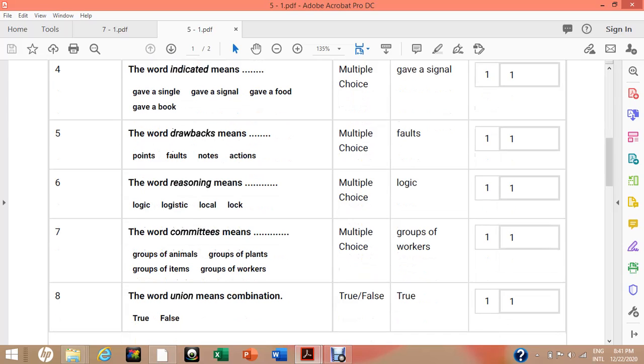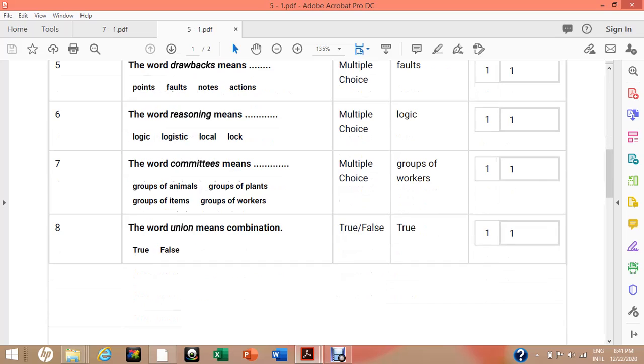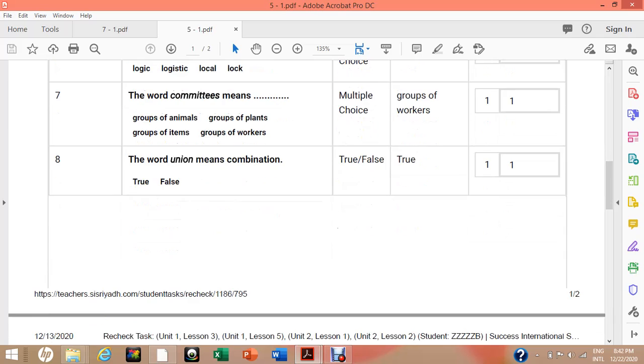The word committees means groups of workers. Here are 4 options: groups of animals, groups of plants, groups of items or groups of workers. So the most suitable option is groups of workers for the word committees. Number 8, we have a word union. It means combination. So this is a true sentence.